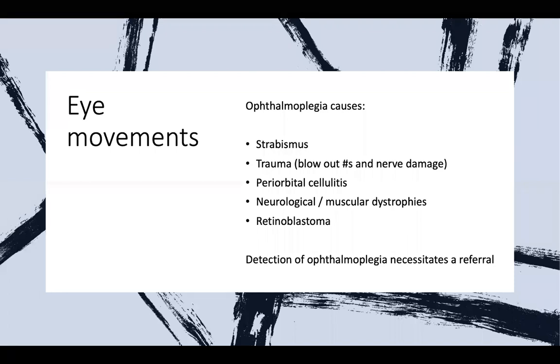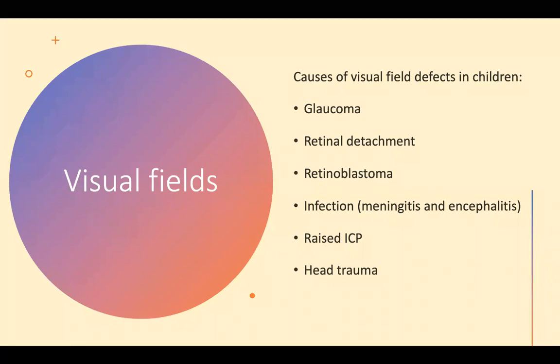Eye movement assessments help us to detect ophthalmoplegia, which might be caused by strabismus, trauma, periorbital cellulitis, neurological disorders or muscular dystrophies, and retinoblastoma. Detection of ophthalmoplegia warrants an ophthalmology referral. Visual fields assessments can help us to detect pathologies such as glaucoma, retinal detachment, retinoblastoma, infection, raised intracranial pressure, and head trauma.